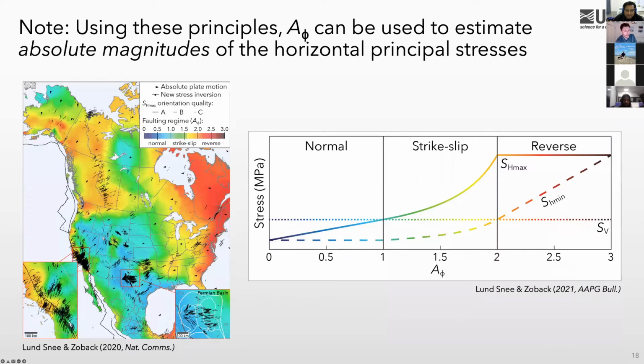So I want to make a side note before talking more about induced seismicity, and that is that using this principle of the crust being critically stressed is quite powerful. One of the things we can do with it is estimate the absolute magnitudes of the principal stresses using this Aphe value.